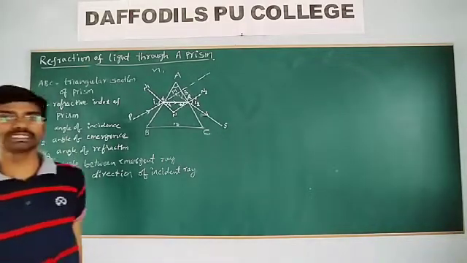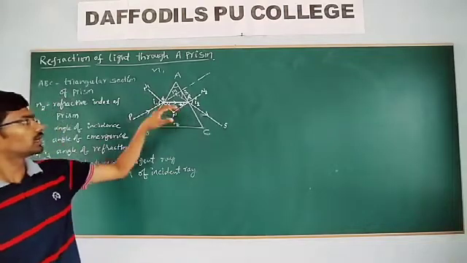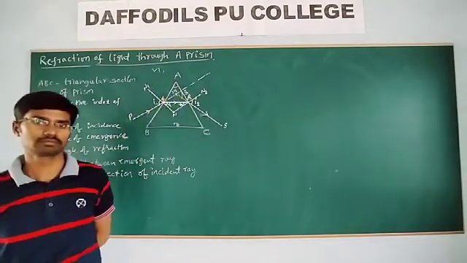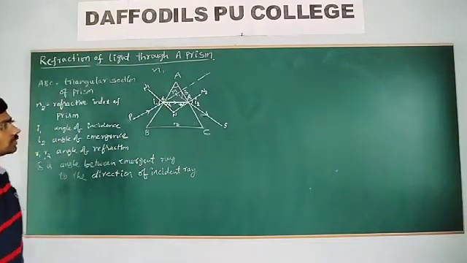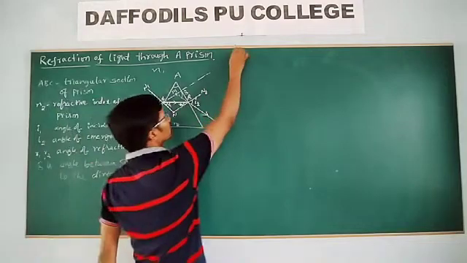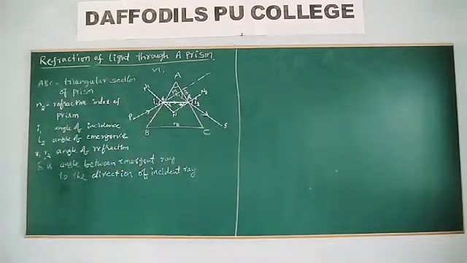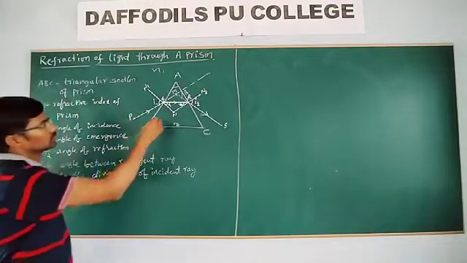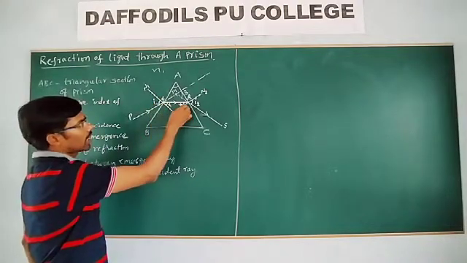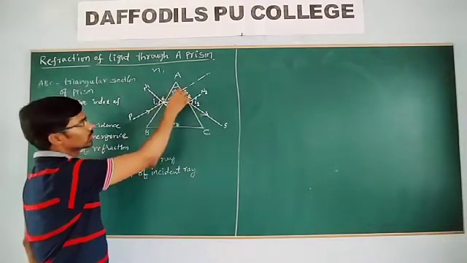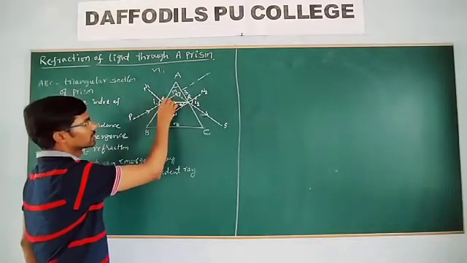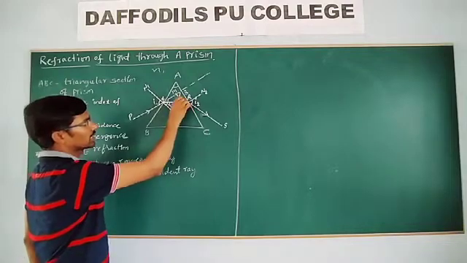Now, our purpose is to find the angle of deviation of light through this prism. For this purpose, let me consider here I1, R1, R2, I2. This is delta. Delta is the total deviation.